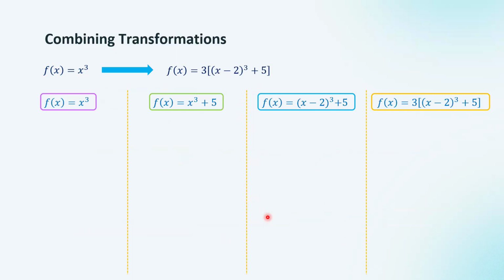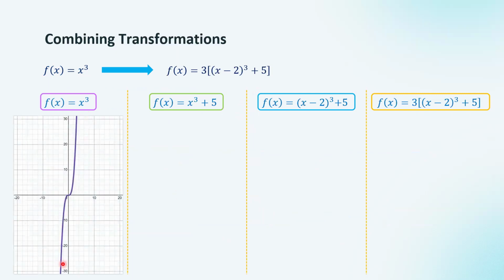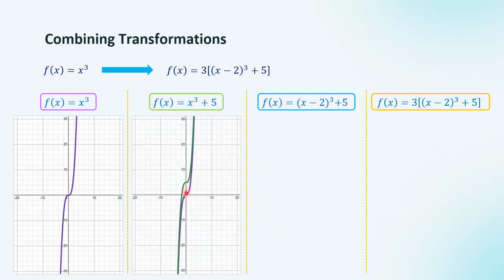Right. So I want to give you an example of the graph for each step so that you can try to visualize it. So for x cubed, it's going to be like this. And then for x cubed plus 5, remember, it's a vertical translation. So that means you just have to shift it up. So it's going to be like this. So you shift it up by 5 points from the purple graph to the green graph.